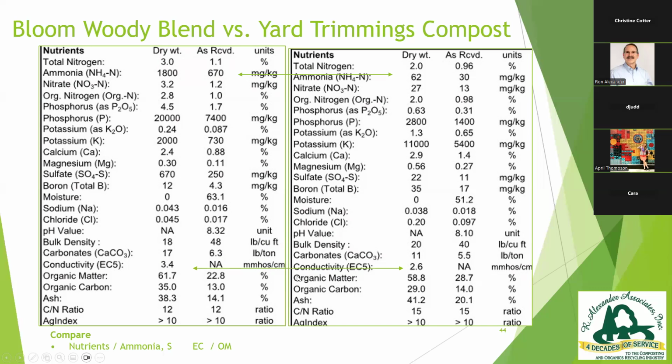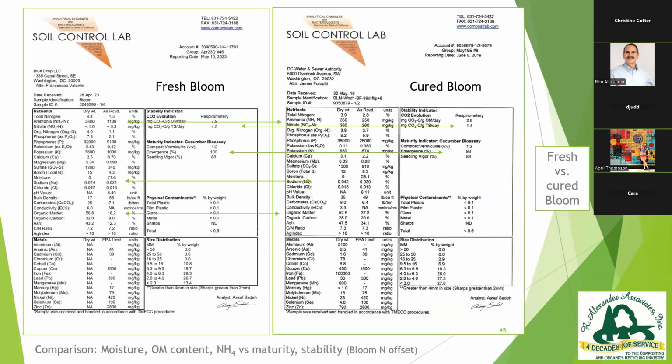Comparing it, take a look at this. These two products are produced very differently, but their salt content is very similar, 3.4 to 2.6, both really good numbers. And even their organic matter content, 58% versus 61%, are also quite similar. So this is kind of an interesting one in that these are two products that are made very differently, but a lot of their characteristics are the same. And this woody blend product was actually designed to be a one-to-one replacement for yard trimmings compost.